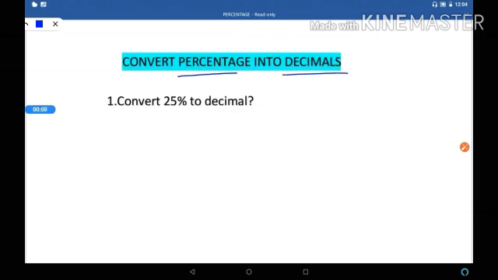Convert percentage into decimals. Convert 25% to decimal. First, what is 25%? 25 upon 100. If we have in the denominator 2 zeros, we can write 2 digits before the point from your right side. So 0.25.